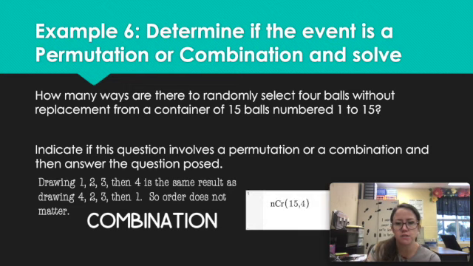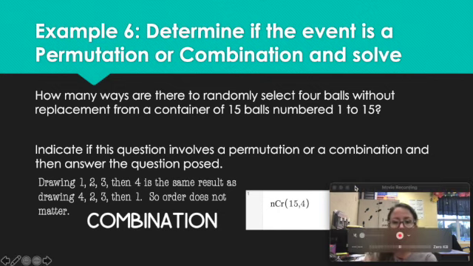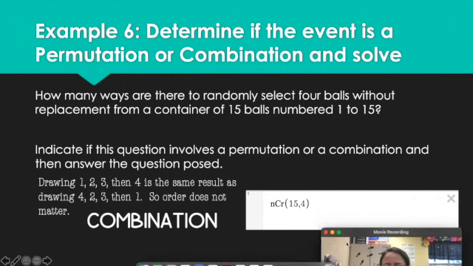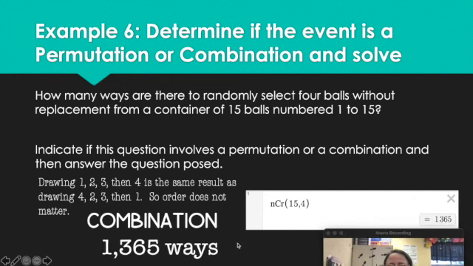That's a combination. So for combination, that's nCr. Remember, the biggest number does go first because we're saying we have 15 and we want to choose 4 of them. If I only had 4 of them and I wanted to choose 15, that's not possible. You'll always get the answer 0. So make sure to put the bigger number first. And you get 1,365 ways.